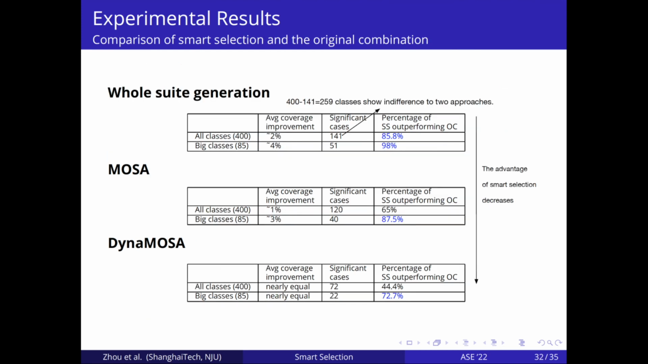From the data, we can find that the advantage of smart selection is more significant in the bigger classes, since the bigger classes have more coverage goals that bring in more fitness functions. Furthermore, the advantage of smart selection decreases from whole test suite generation to MOSA and to DynaMOSA. You can find a related discussion in our paper if you are interested in it.